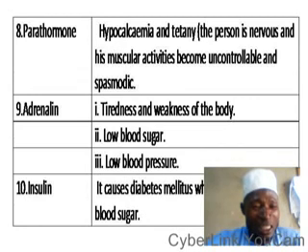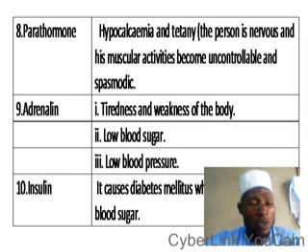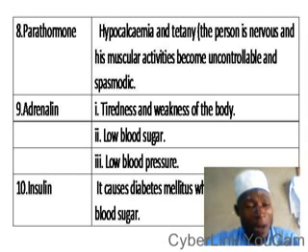Now let us look at the effect of undersecretion of another hormone known as parathormone. The undersecretion of this parathormone leads to hypocalcemia. I told you that its oversecretion leads to hypercalcemia. Then this hypocalcemia means the nervous system in a person is affected, that is, the person is nervous and his muscular activities become uncontrollable and spasmodic.